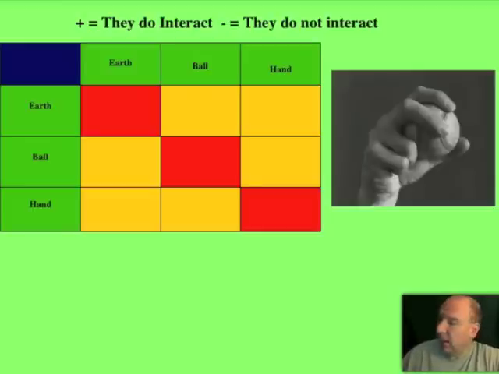Now, one of the things you are going to have to do on a test is create an interaction table. And that's what this is right here. It talks about how all these various things interact.